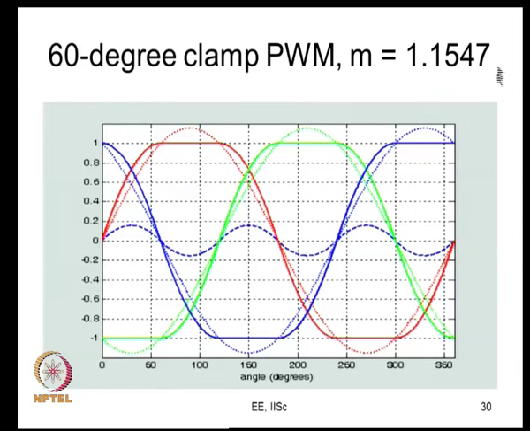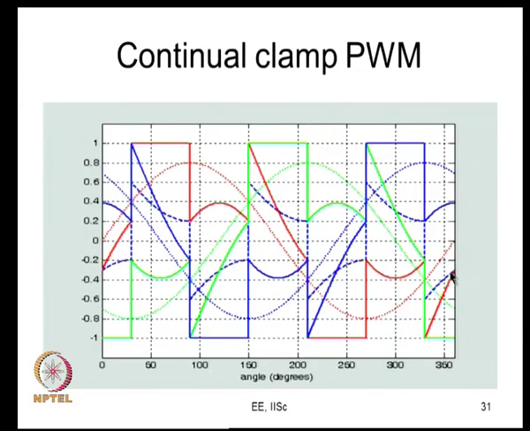If you go a little above this, it will go into what is called over modulation. So, this is the highest possible value, and again how will you do it? With the duty ratio only. The procedure is the same. Now, the duty ratio variation is as shown by this, right. So, this is continual clamp PWM, that is, the 60 degree clamp was a particular case of this. This is a little more generalized.